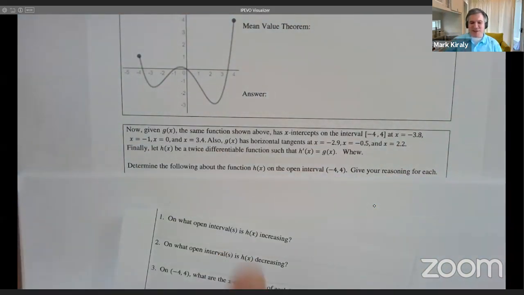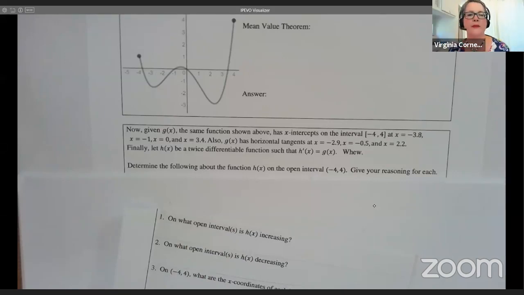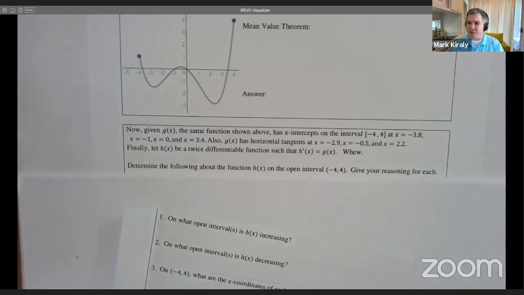So now, given that g of x is the same function. This is the same picture from the warm up, is what Mark was going to say, and we're going to give a whole lot more information. I'm going to have to stop share. It's not letting me stop my share. There was a mistake on the last one though. This is where I froze up last week. Just go ahead with that and we'll fix the mistake later.